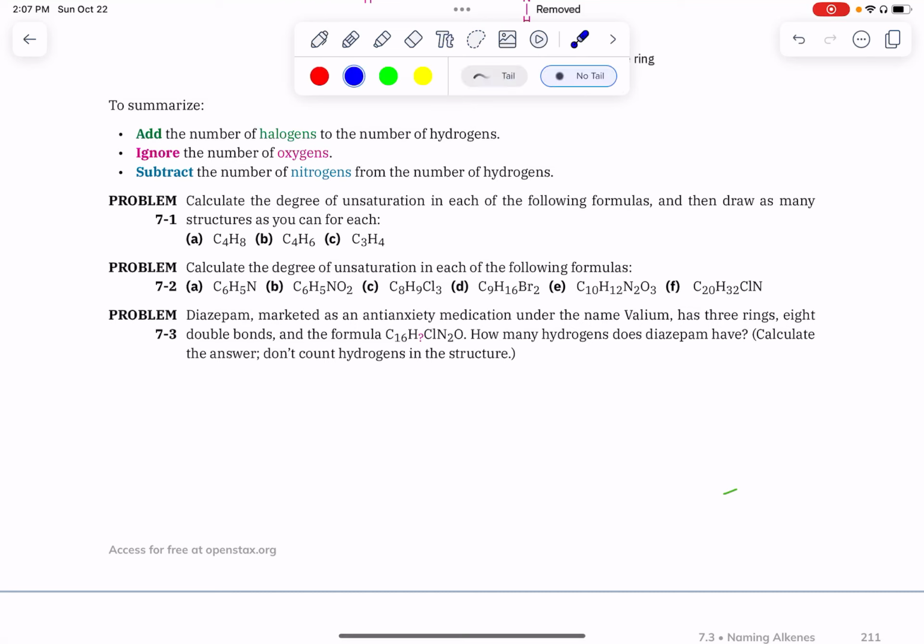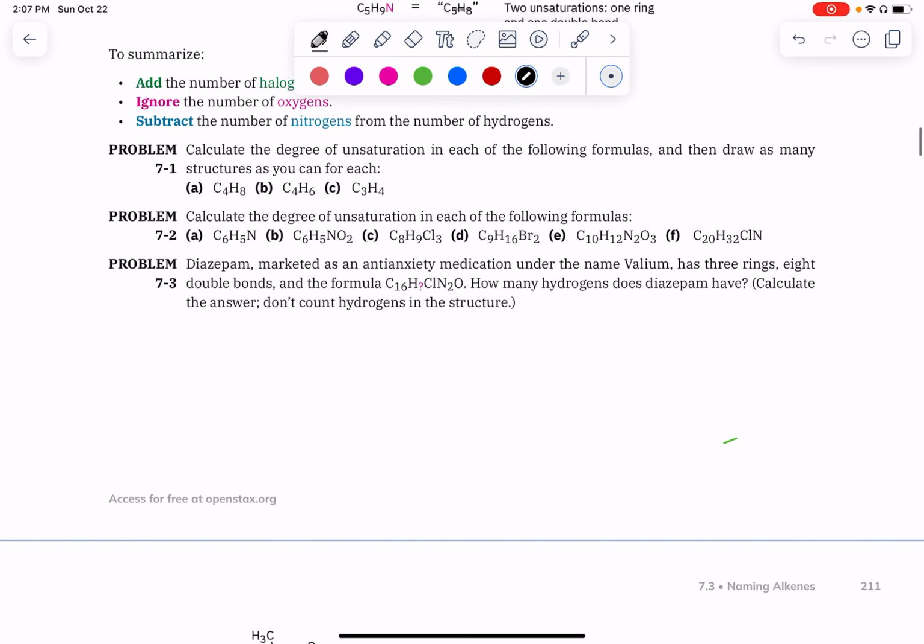Okay, so let's work on 1, 2, and 3. Number 1 says calculate the degrees of unsaturation in each of the following formulas and then draw as many structures as you can. However, I have not mastered drawing the structures yet, so I'm just going to skip that part for now. I may come back to it later, but I'm not going to teach you something I don't know. So let's just work on how many degrees of unsaturation there are.